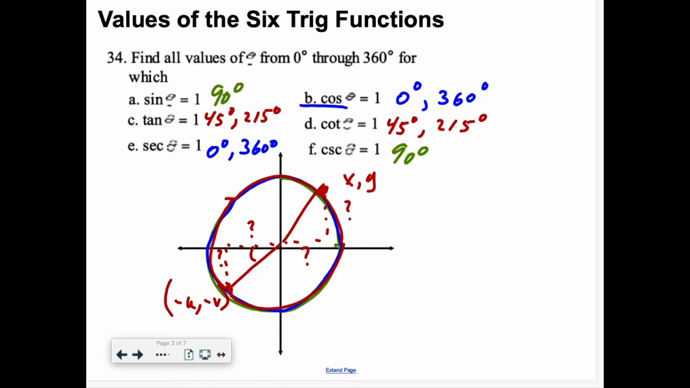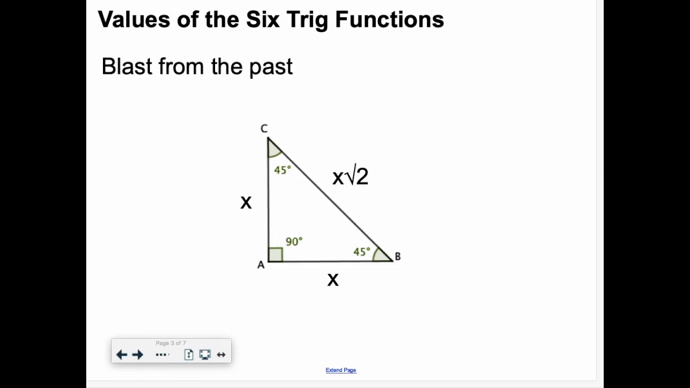But now what do we do when it's not equal to a nice, easy to interpret number like 1, which is happening in our axes? Well, that's what we're going to do now. And we're going to do it with a blast from the past.